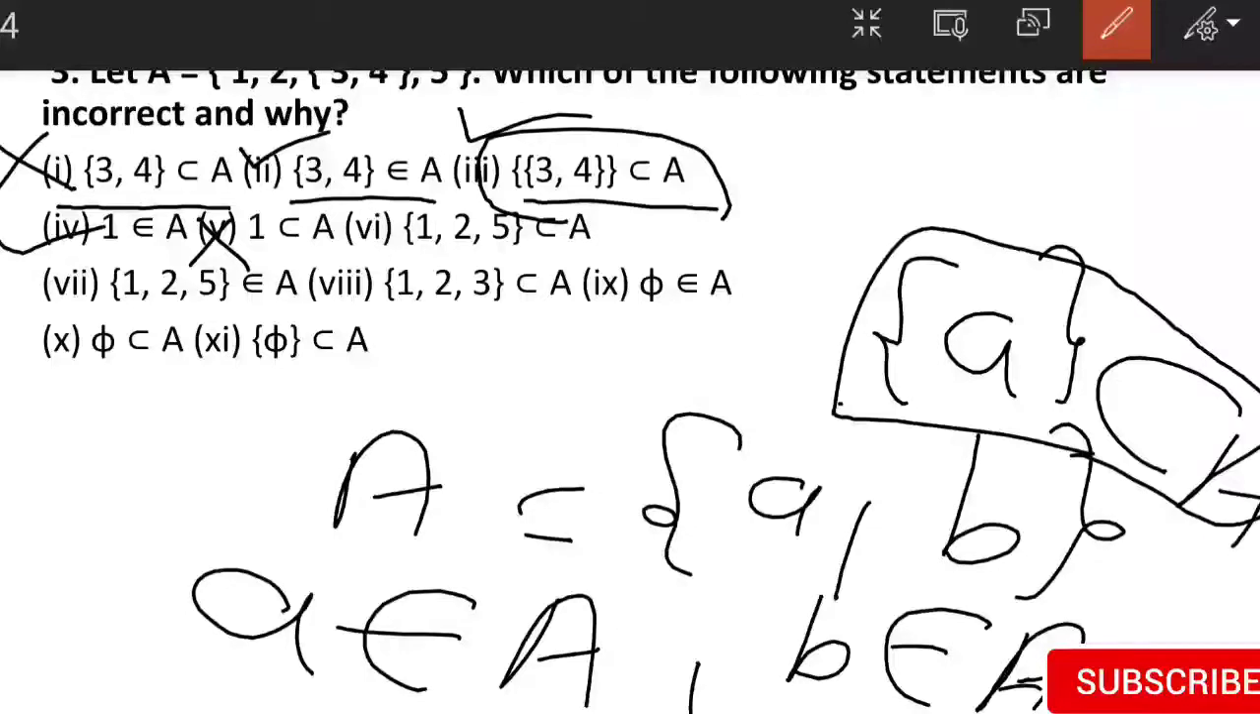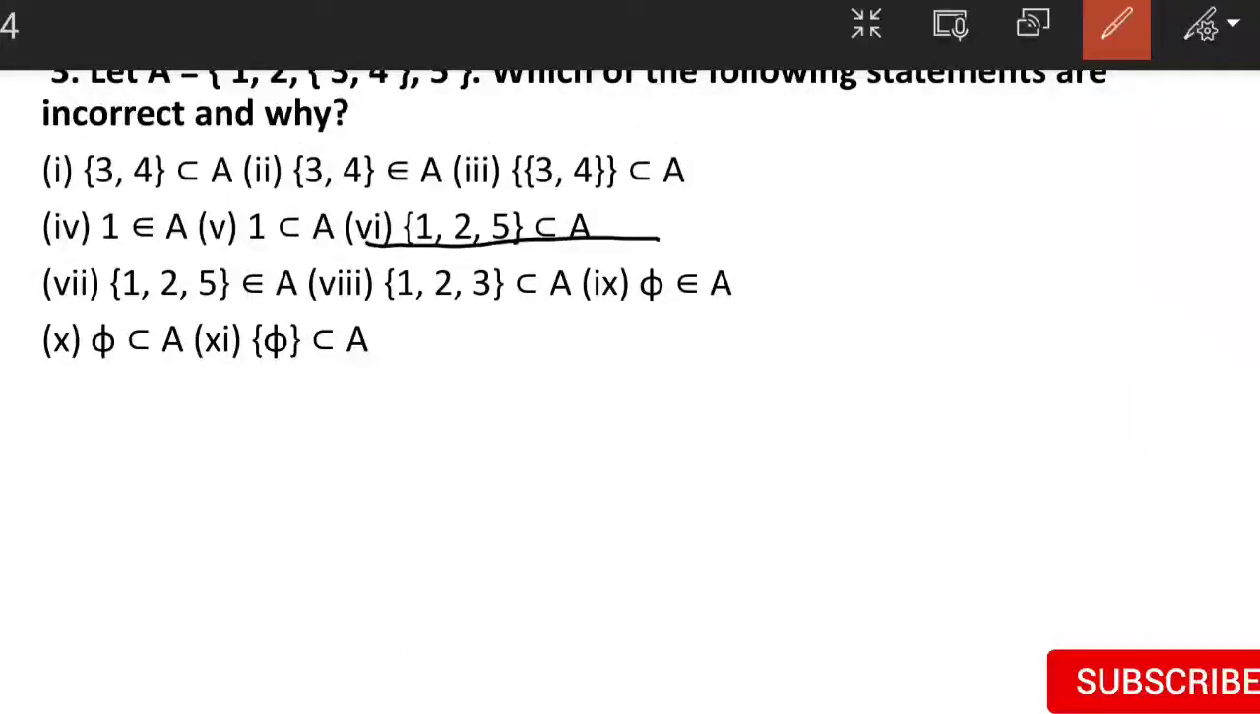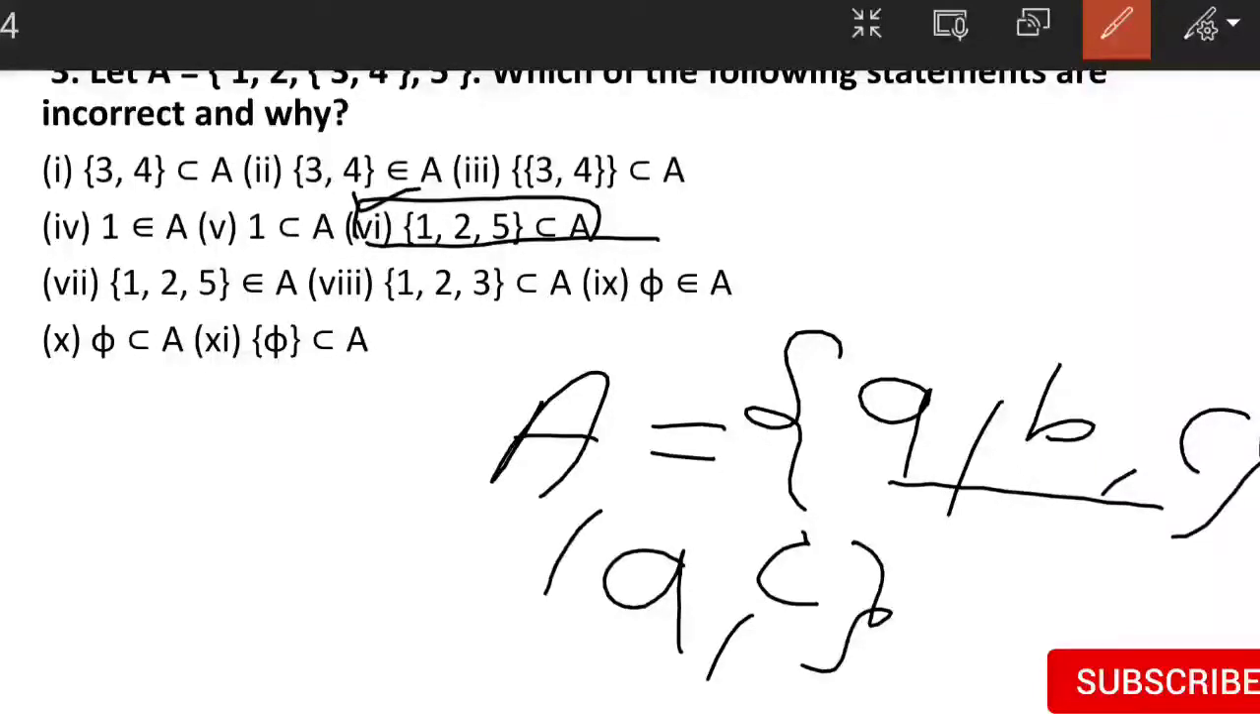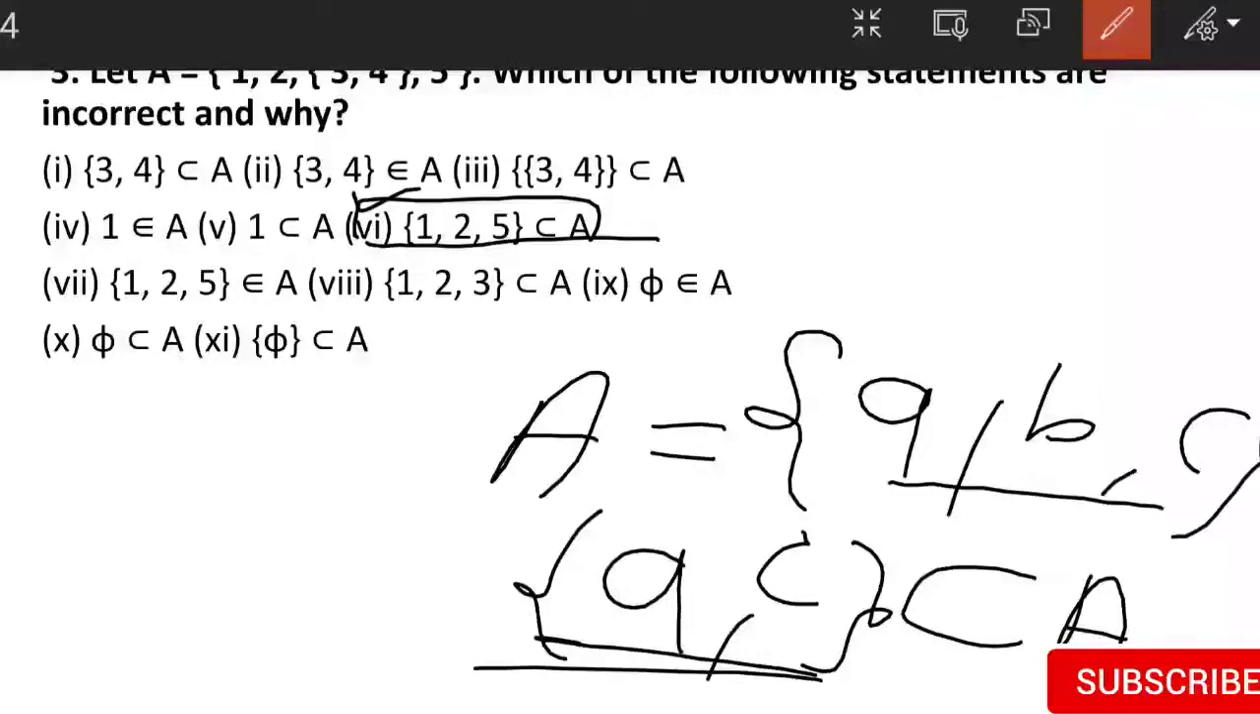And in the fourth example, here set of 1, 2, 5 is a subset of set A. So it is a true statement. Why? Because whatever set you consider, suppose set A contains elements A, B, C, and from this set we have to collect some elements. Suppose we are collecting 1, A, C. So this is always a subset of our given set. You can take any elements from the given set A and make a new set. That set is always a subset of the given set. So this is the true statement.